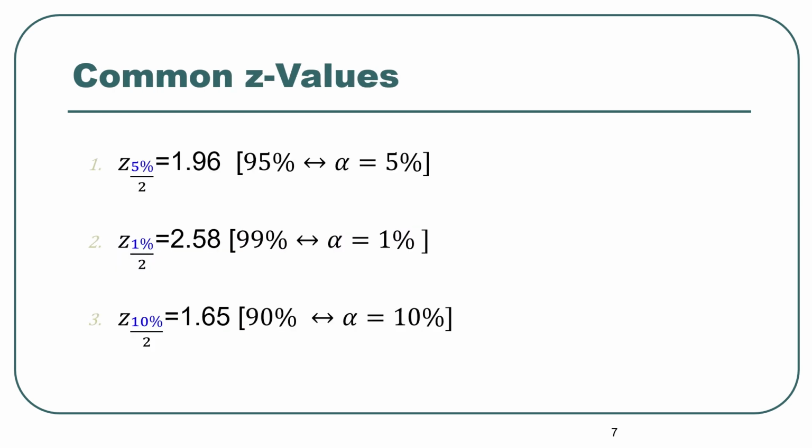These are the most commonly used critical values. If alpha is 5%, then the critical value Z is 1.96, and this is again the value that has to the right of it under the normal curve an area exactly equal to alpha over 2, which is 2.5%. And this alpha of 5% is associated with a confidence level of 95%. This alpha is associated with 99%, and this one is associated with 90%.